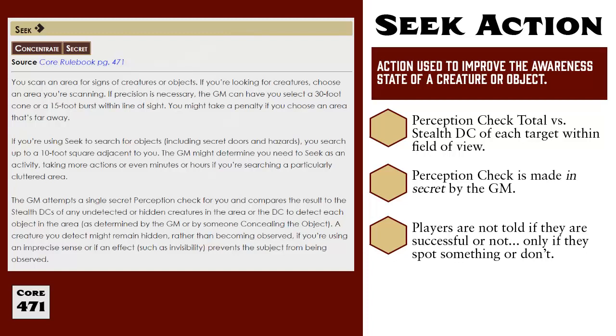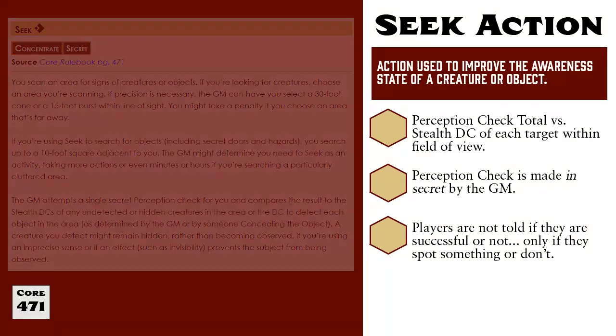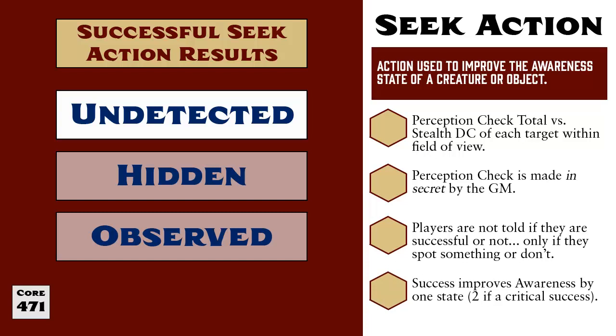Regardless, when you take the seek action, your perception check is rolled in secret and compared against the stealth DCs of all targets in the area that are not already observed by you. Any creature that has the undetected state of awareness that you succeed against becomes hidden from you. And any hidden creature that you succeed against becomes observed by you. Essentially, success on a seek action moves the target one step closer in awareness to being observed. And on a critical success, the target moves 2 steps and becomes observed.